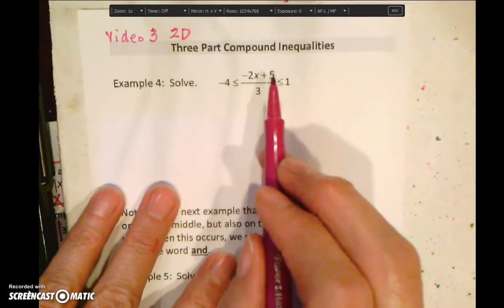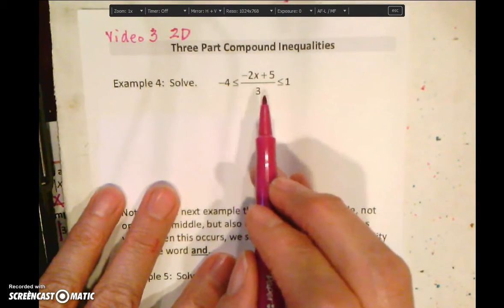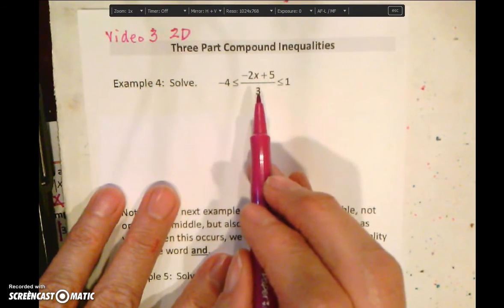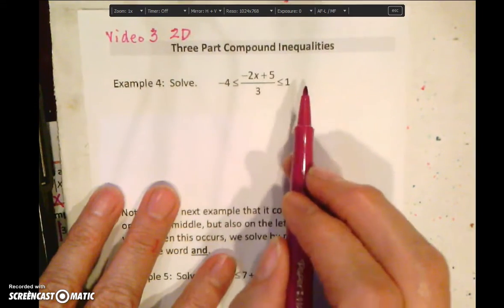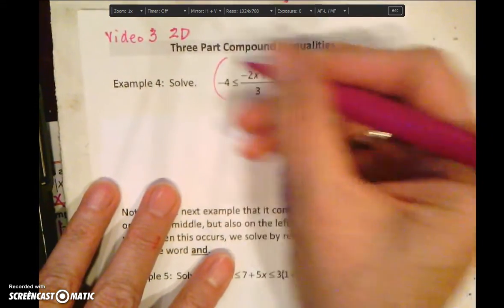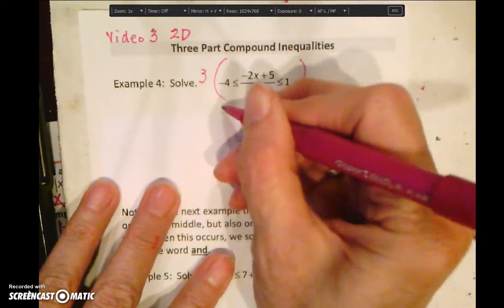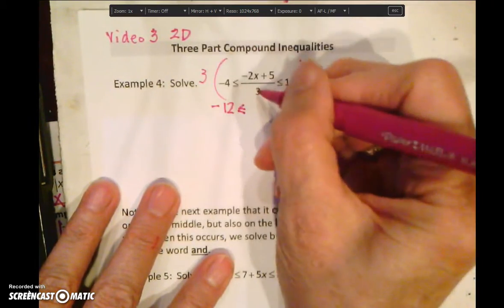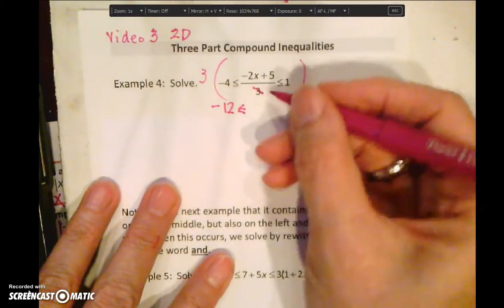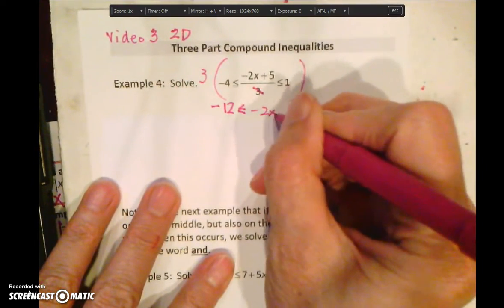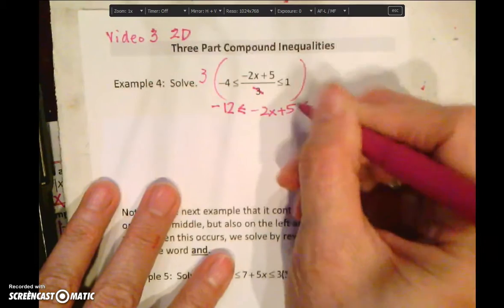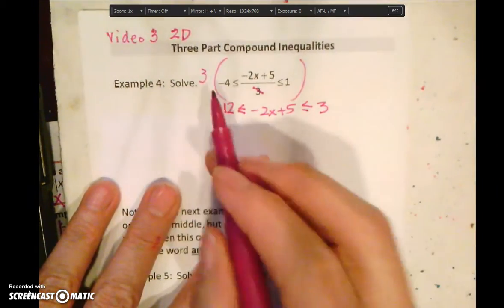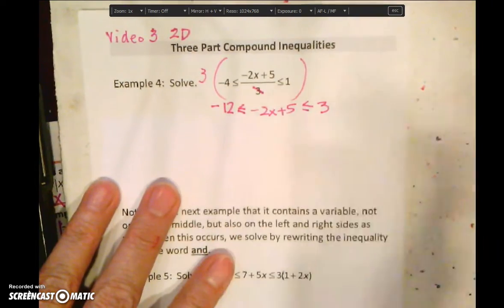So to undo, we're going to first move the 3 because it's alone. And because it's divided by 3, we're going to multiply each section by 3. So I'm going to multiply -4 by 3, and that's going to give me -12 is less than or equal to, when I multiply this 3, it cancels, and I'm left with -2x + 5 is less than or equal to, and then 3 times 1 is 3. So remember, do it times all 3 sections.